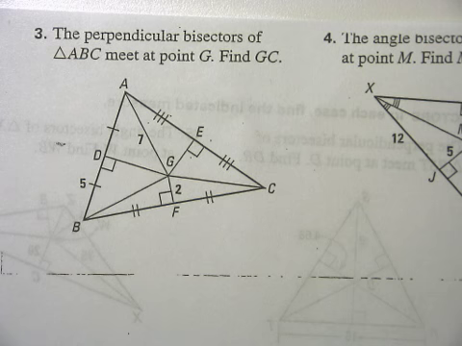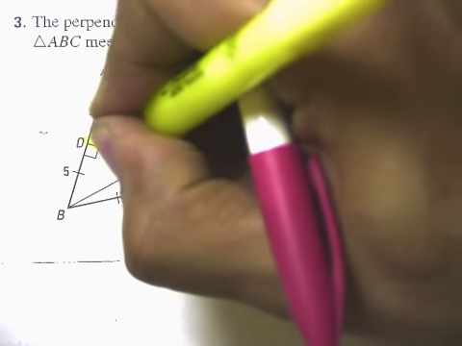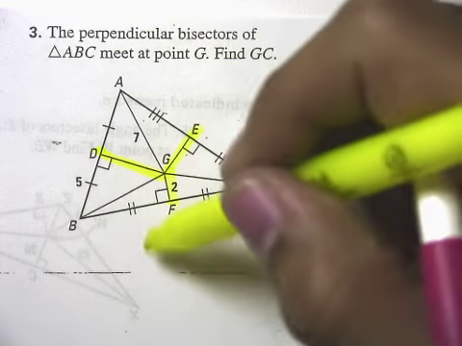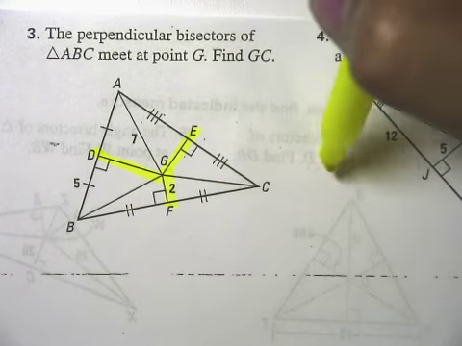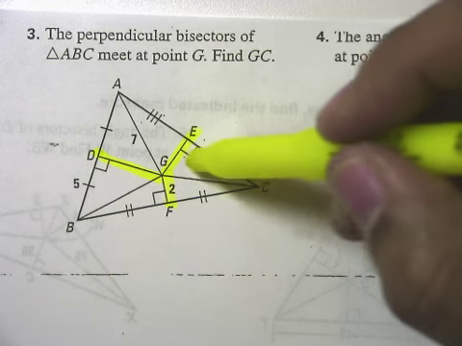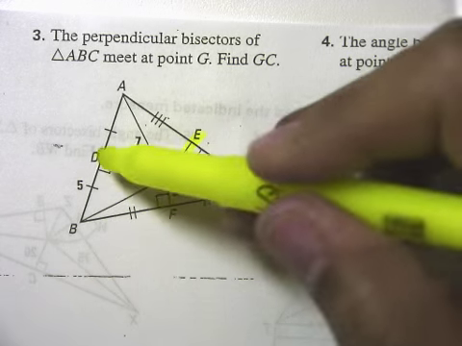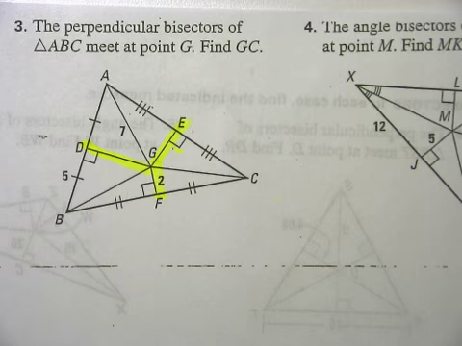Let's try that again. The perpendicular bisectors of a triangle are these right here. I know that they're perpendicular because I can see the right angles to the sides. I can see that segment GE is perpendicular to segment AC. I can see that segment GF is perpendicular to segment BC. And I can see that segment GD is perpendicular to segment AB.